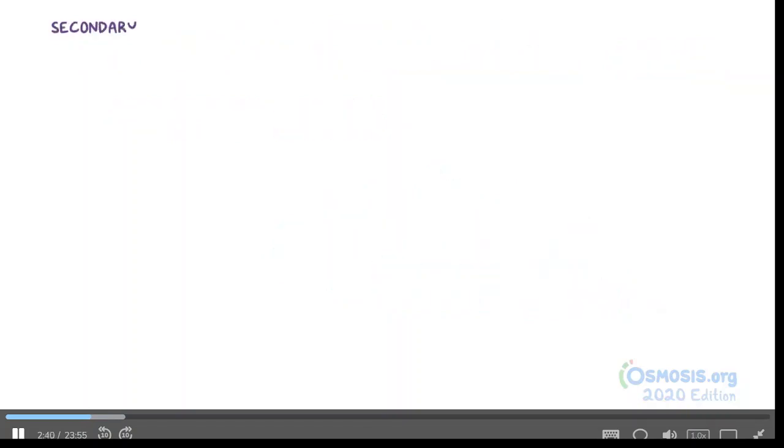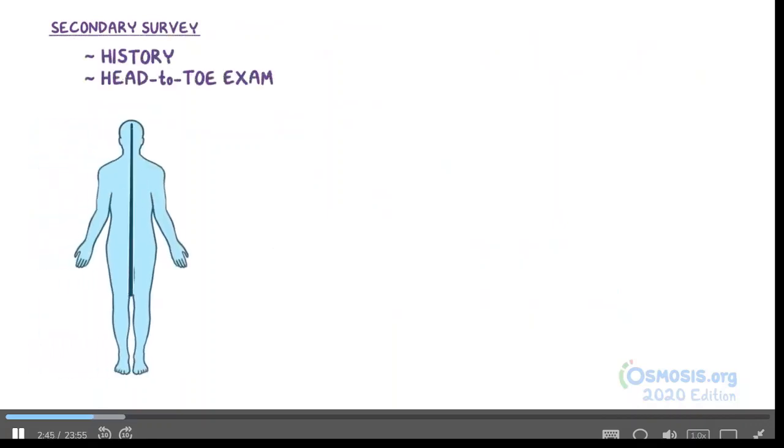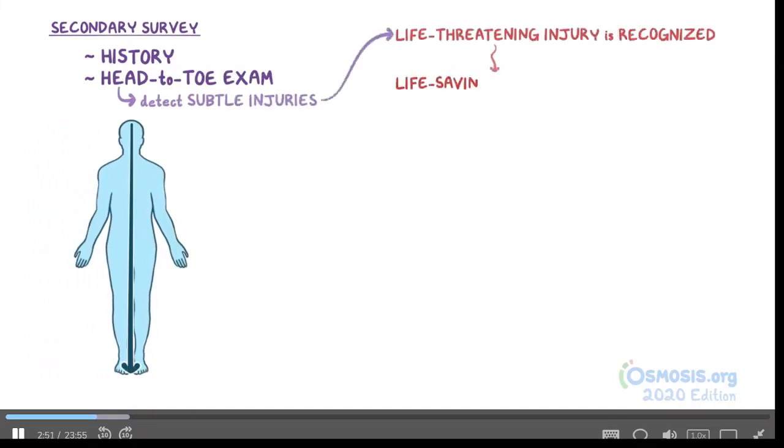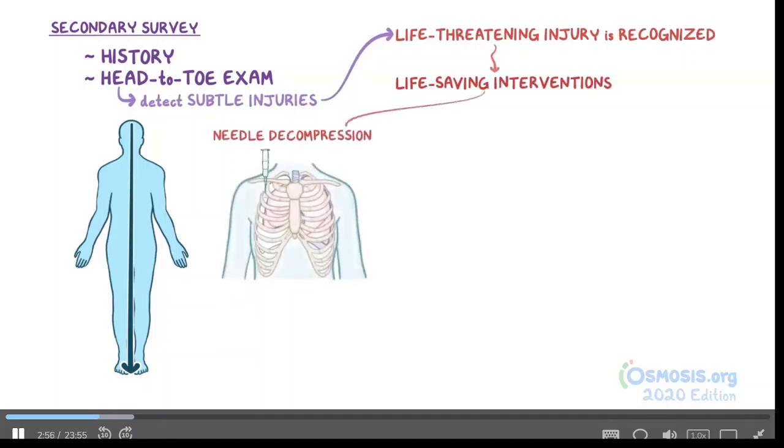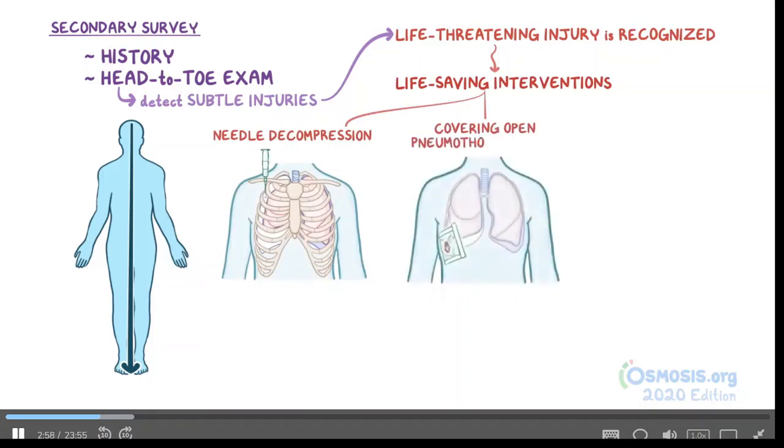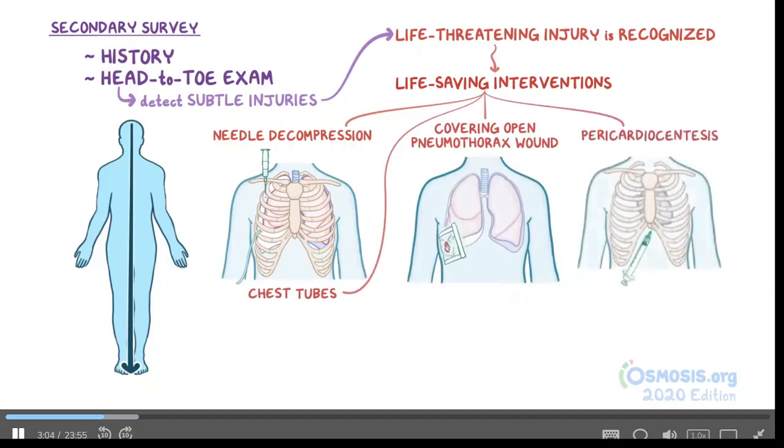Alright, now the secondary survey focuses on taking a history and performing an elaborate head-to-toe examination with the goal of detecting more subtle injuries. Now, if a life-threatening injury is recognized, then life-saving interventions are immediately performed, like a needle decompression for a tension pneumothorax, covering an open pneumothorax wound, inserting chest tubes for pneumothorax or hemothorax, or performing a pericardiocentesis for a cardiac tamponade.